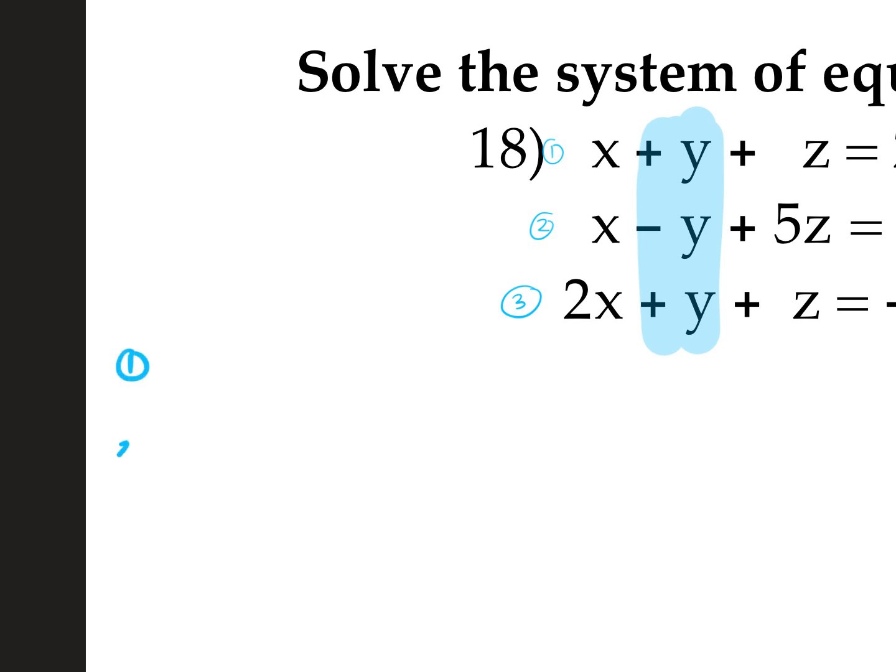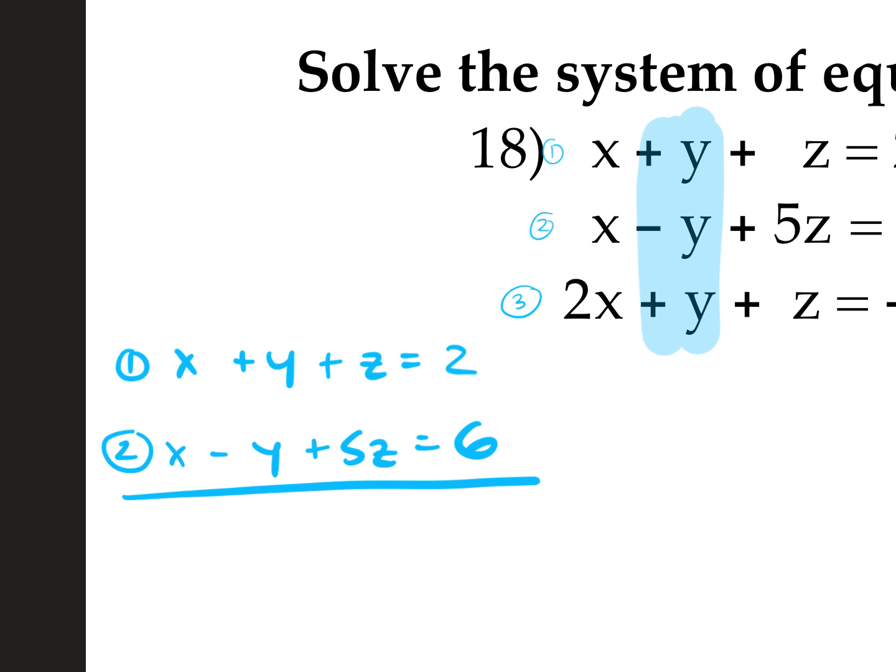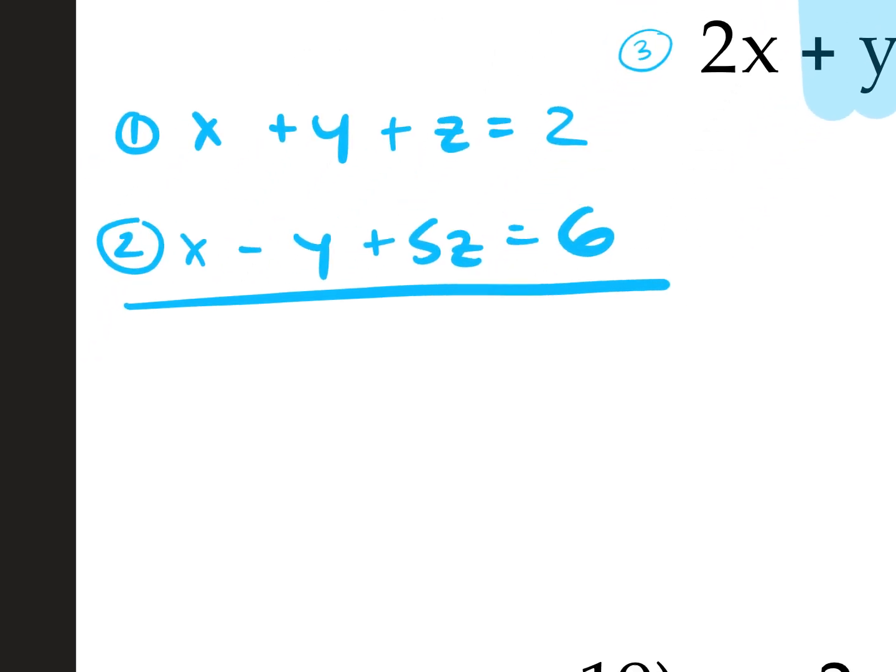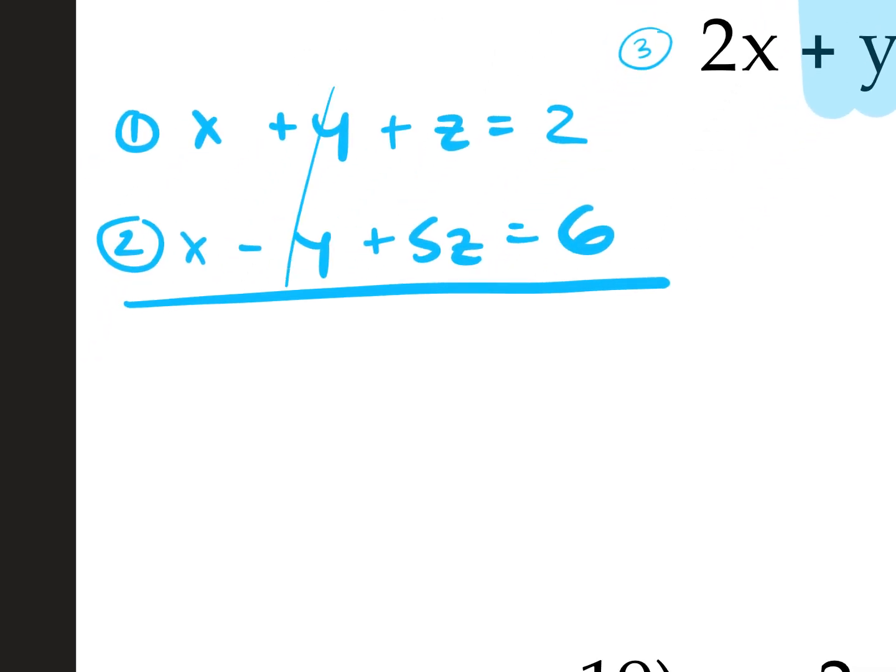So 1 and 2. 1 is x plus y plus z is equal to 2. And 2 is x minus y plus 5z is equal to 6. Do the y's cancel? Yep, perfect. So let's combine everything else. What's x plus x? 2x. What is z plus 5z? 6z. That would be equal to 8. What should I do next?